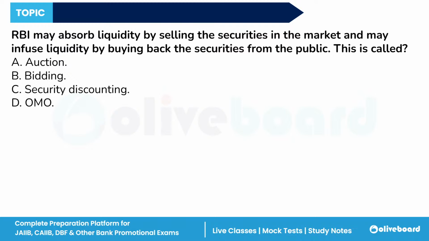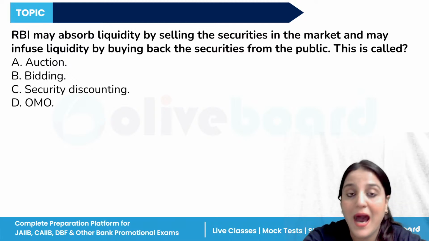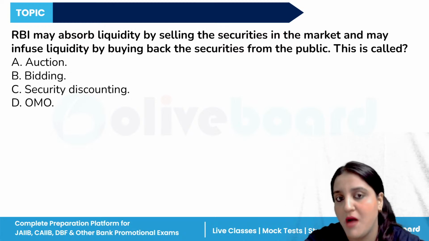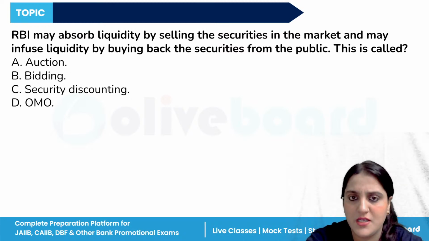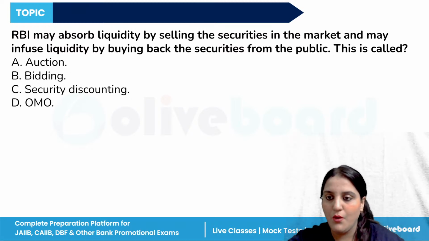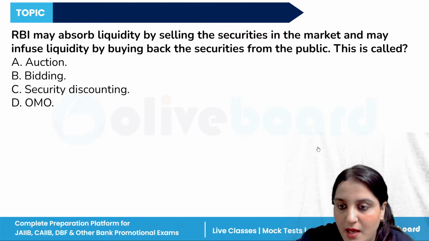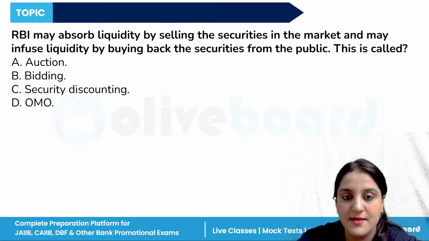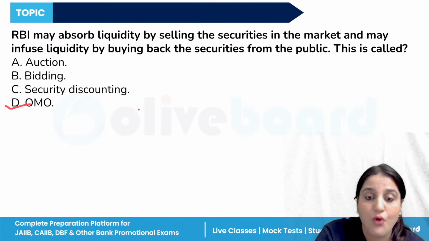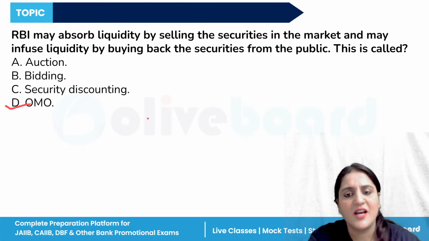Third question. RBI may absorb liquidity by selling the securities in the market and may infuse liquidity by buying back the securities from the public. That is called, four options are given. OMO. Very good, Shalaka sir. Here the answer is OMO because this is called open market operation. This is the correct term.